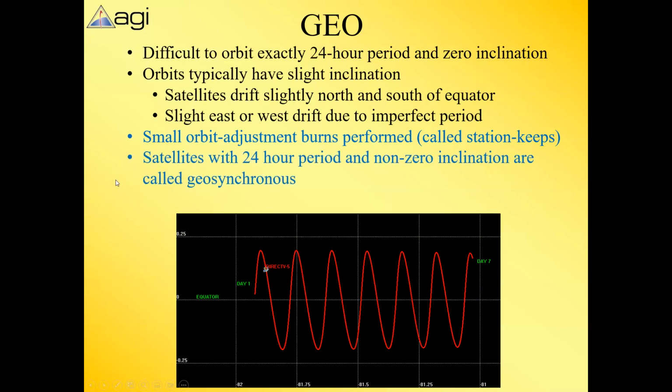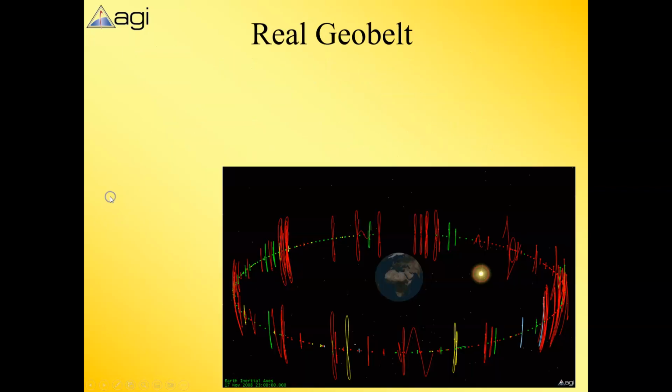And satellites with a 24-hour period and a non-zero inclination are called geosynchronous. Geostationary and geosynchronous terms are kind of used interchangeably as well.